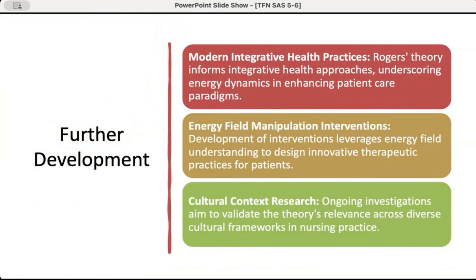So for further development, we do have modern integrative health practices, where Rogers' theory informs integrative health approaches, underscoring energy dynamics in enhancing the patient care paradigm. We also have the development of interventions, which leverages energy field understanding to design innovative therapeutic practices for patients, which is very important. Note that today, technology has something to do with the development of interventions.